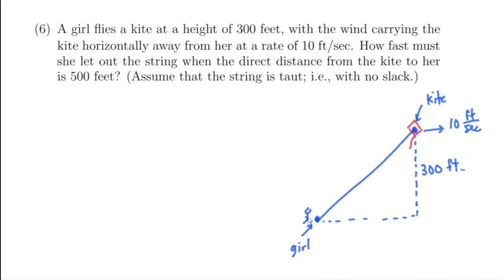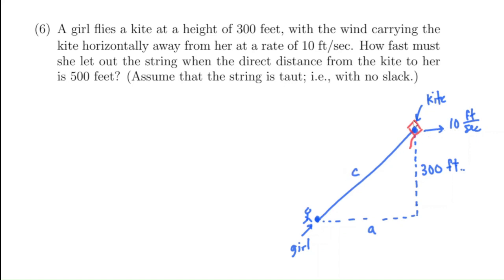So notice we have this triangle here. It's really a right triangle. This height is 300. We'll call this distance A here, but notice that A is really changing. In fact, the rate of change of A is going to be 10 feet per second. A is increasing, right? This horizontal distance between the girl and the kite is increasing. And also this distance from her directly to the kite is also changing. It's increasing as the kite moves away from her. So we're going to call it C.